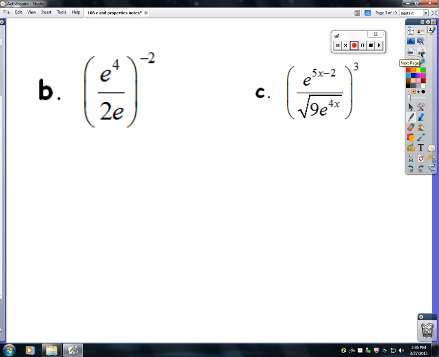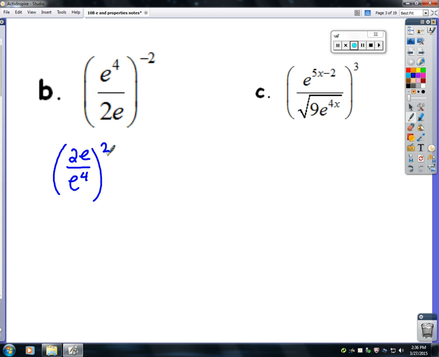All right, here's a couple more examples. So look at your problem. What are we going to deal with first? Hopefully you saw that negative 2 as an exponent, so we're going to flip this whole thing. So I'm going to make this 2e over e to the fourth, squared.